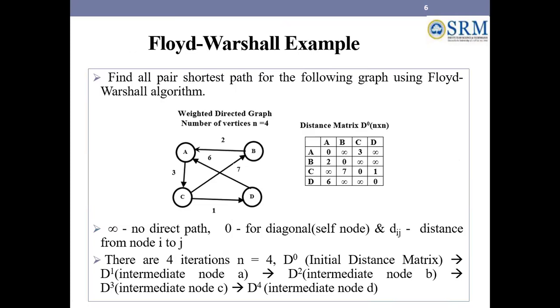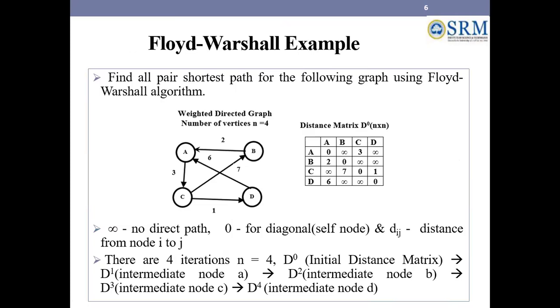And we will see the distance matrix D power 0. How to fill D power 0? The diagonal value is always 0 because the distance to the same node is always 0: A to A, B to B, C to C, D to D. What is A to B? There is no direct edge in the given graph, no single edge between A and B, so assign infinity. There is an edge from A to C, assign 3. And there is no single edge between A and D, so assign infinity.